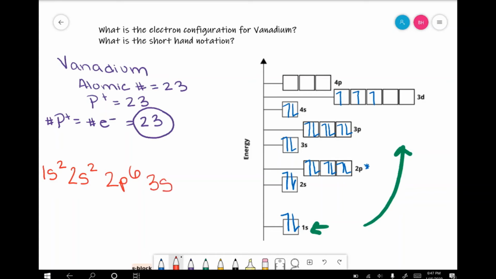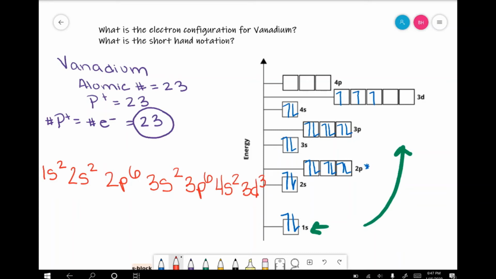3s with 2 electrons, 3p with 6 electrons, 4s with 2, and 3d with 3 electrons. So this is my longhand notation for my electron configuration for this example.